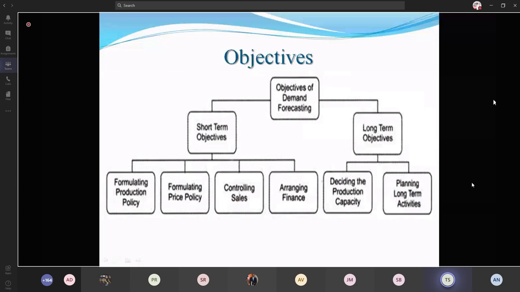This is also one of the most important objectives of demand forecasting, which comes under the short term. According to the demand, the prices are fixed. The organization sets the price of the commodities according to the demand. For example, if an economy enters into the boom period, what do you mean by boom? Boom, the peak period.